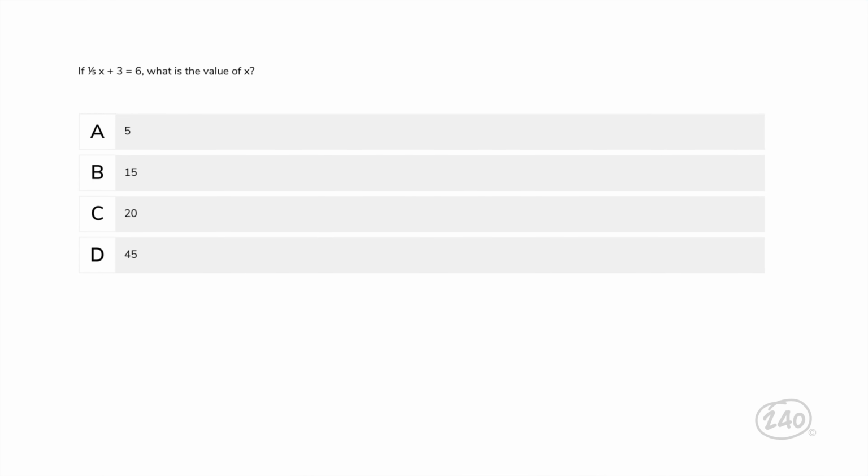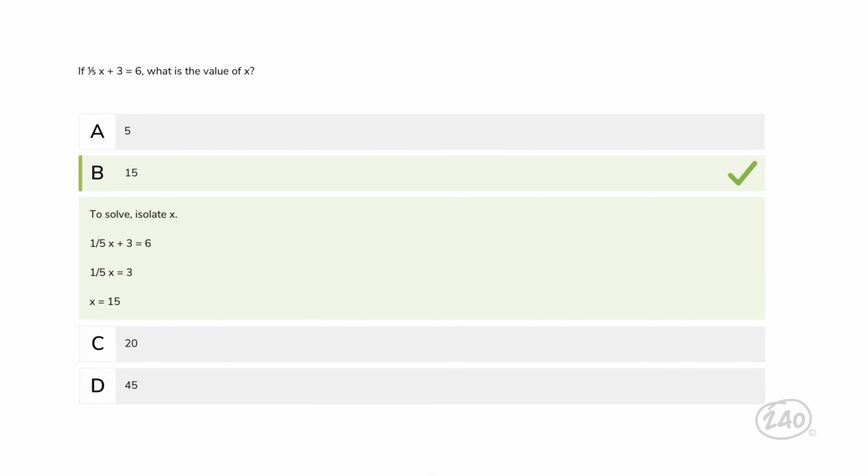If 1/5 x plus 3 equals 6, what is the value of x? To isolate x, we subtract 3 from both sides, then divide by 1/5. But wait, dividing by a fraction? Instead, you can multiply by the reciprocal, 5. The answer is B, 15.